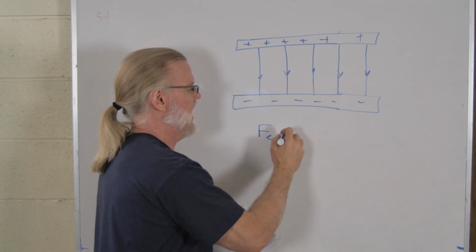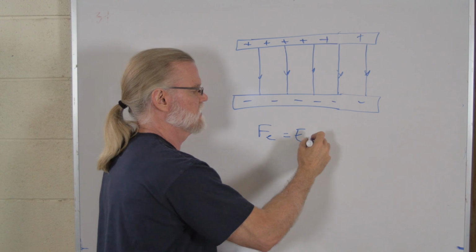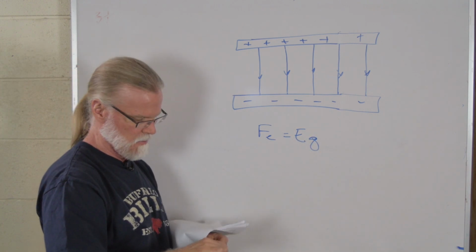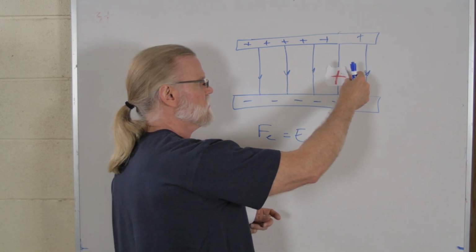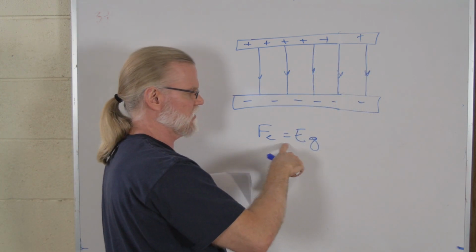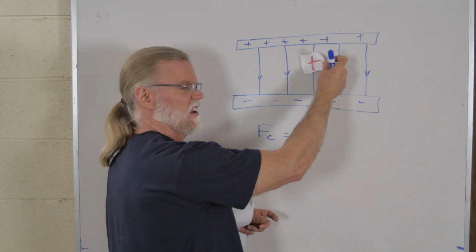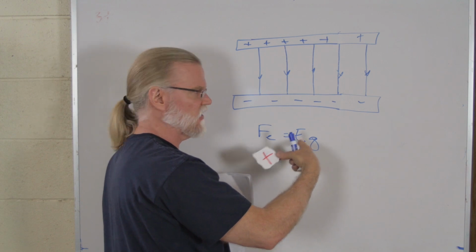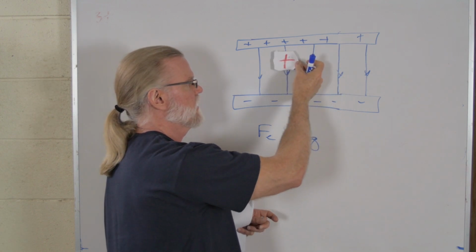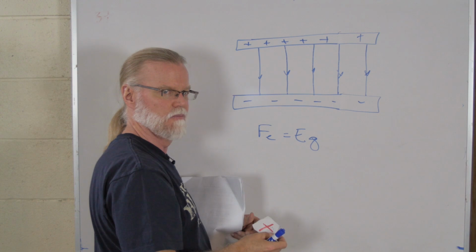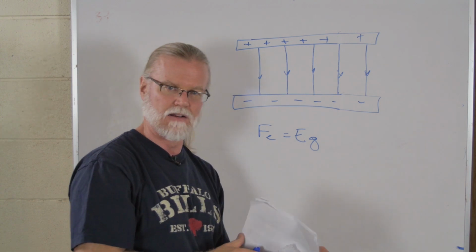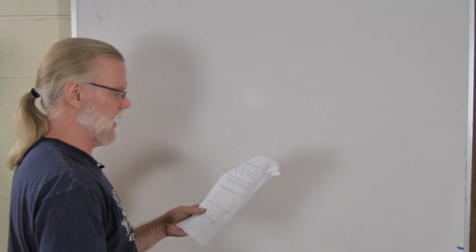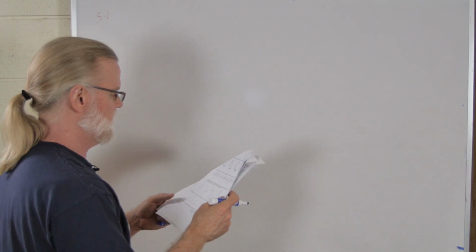And the force on a charged object is the electric field times the charge. And that tells us that no matter where I put my charge, it's going to feel a constant force because the charge doesn't change, the charged object doesn't change, and it's in a constant electric field. So no matter where I put it here, here, it's going to experience the same force anywhere in this constant field.